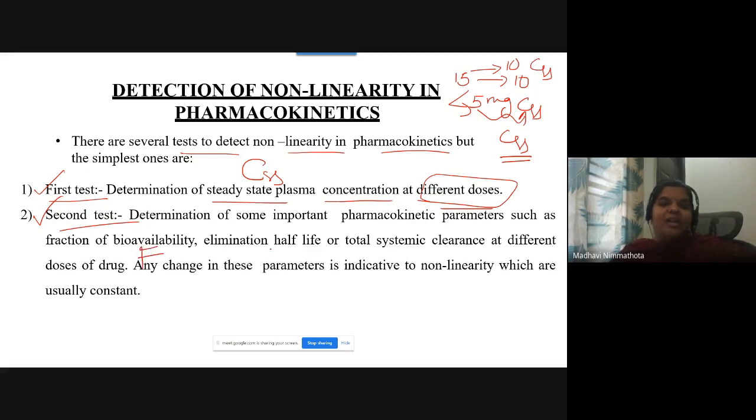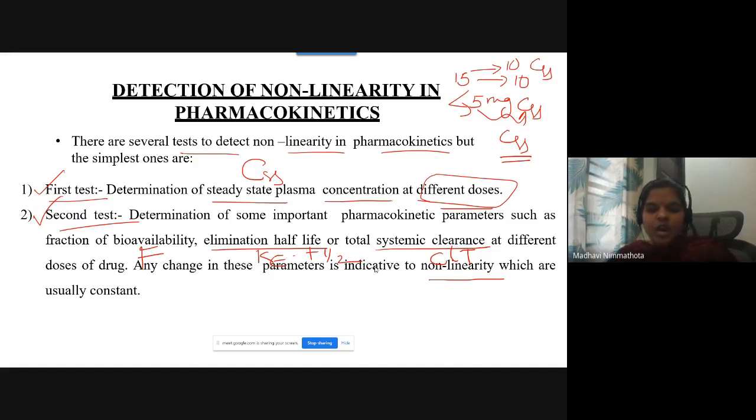And the second method is determination of some important pharmacokinetic parameters such as fraction of bioavailability, capital F, elimination half-life, KE T half, and total systemic clearance, CLT, at different doses of the drug. So you need to calculate all these pharmacokinetic parameters for each and every dose. Any change in these parameters is indicative of non-linearity. So you need to calculate F, KE T half, CLT. These three parameters are important to tell you whether it is following non-linear or linear kinetics.